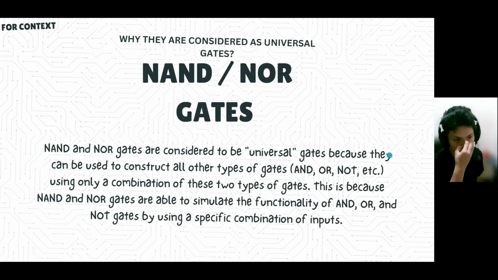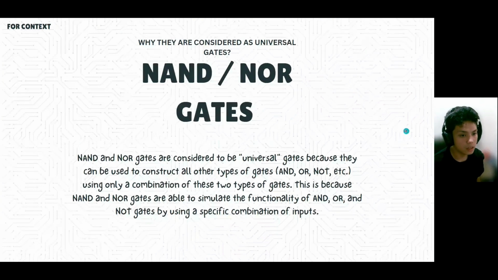So as you may already know, digital circuits are made up of logic gates that perform specific Boolean operations on their inputs. Some of the most basic types of logic gates include AND gates, OR gates, and NOT gates. However, NAND and NOR gates have unique properties which set them apart from the other logic gates. They are considered as universal gates. This is because NAND and NOR gates have the ability to combine together to simulate the functionalities of all other types of gates, such as AND gates, OR gates, and NOT gates.